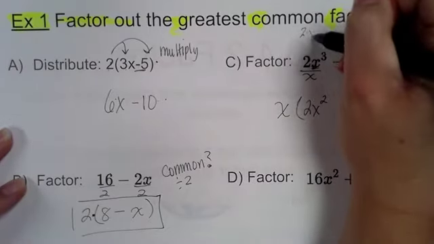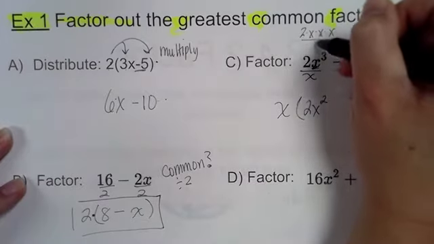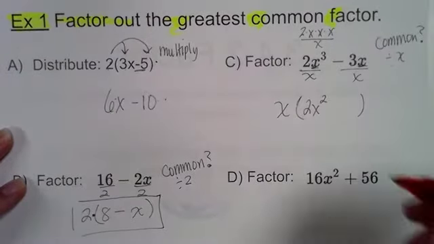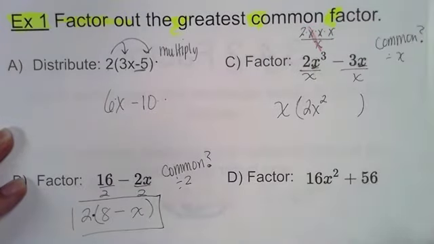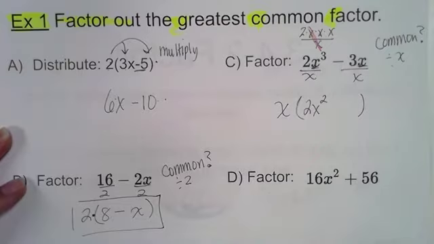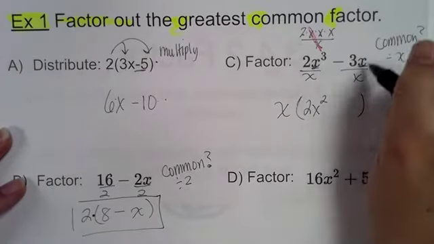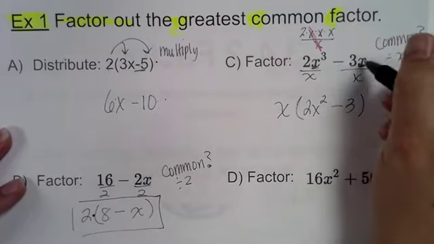So what's really happening here? This is 2 times x times x times x. X cubed is x times x times x. Divided by x. Put x on top and x on bottom. Cancel out, reduce. And we're left with x squared. Okay. What's negative 3x divided by x? Negative 3. Again, the x's happen.